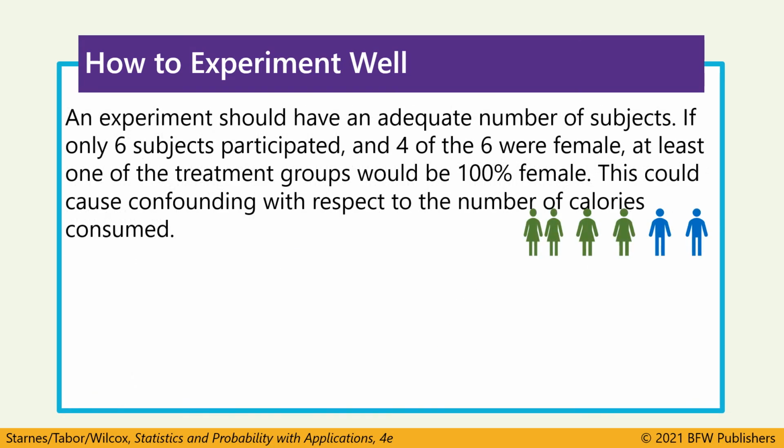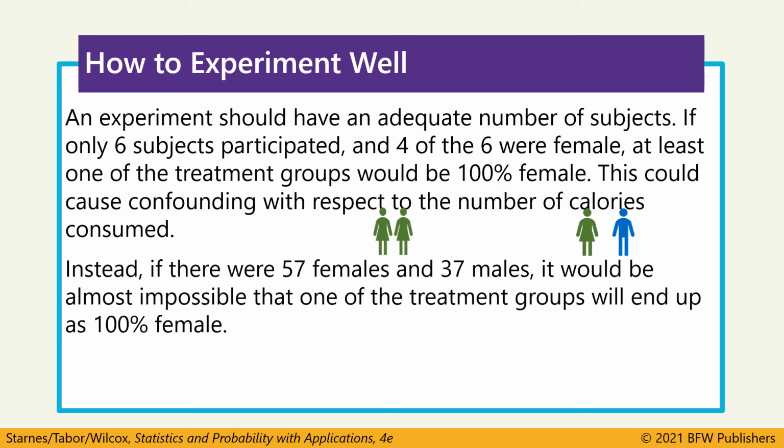One thing to keep in mind when we're assigning these treatments is we need to make sure we have enough subjects in order for the randomization to work and spread out those sources of variation. Let's say gender would affect the response variable in an experiment, and we only had 6 subjects. 4 of those 6 are female. If we were to split them into 3 groups, at least one of those groups would be entirely female. And that could cause a confounding variable in our results.